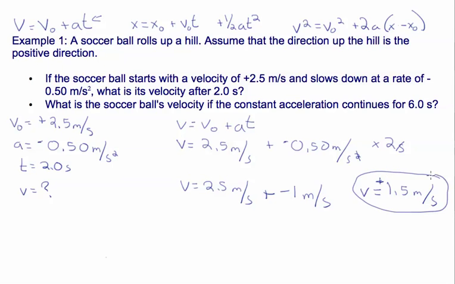The second one is, what is the soccer ball's velocity if the constant acceleration continues for 6 seconds? So it's saying if we had this same acceleration, what if instead of 2 seconds, we had t equals 6 seconds? So we use the exact same equation.